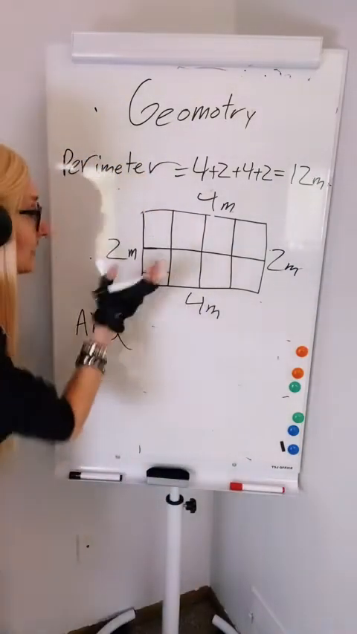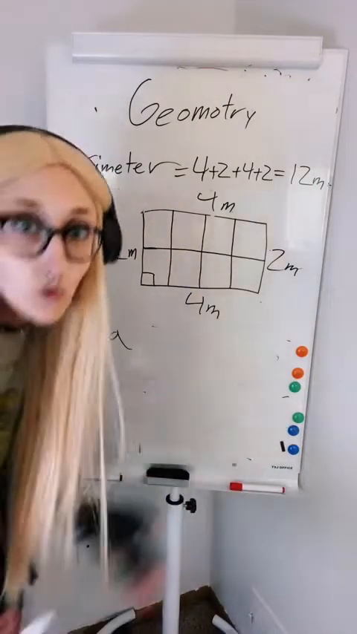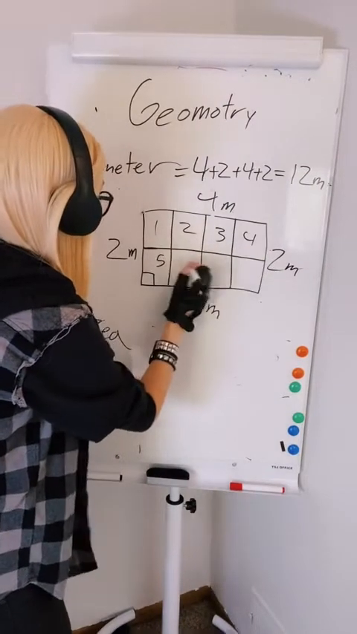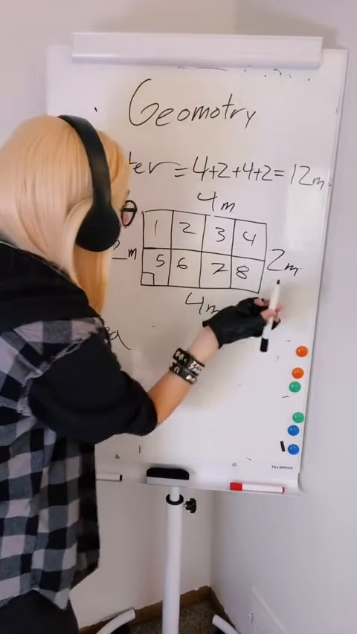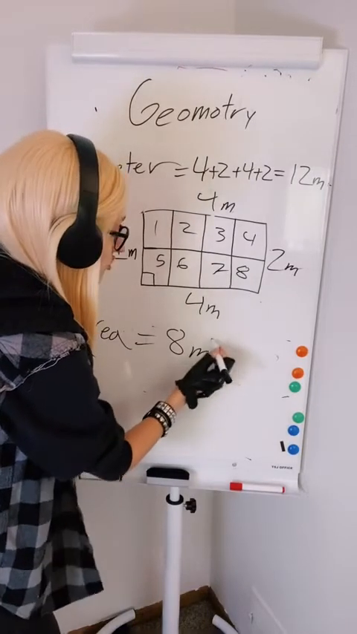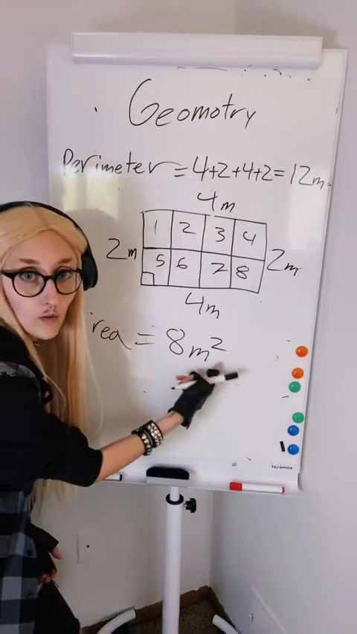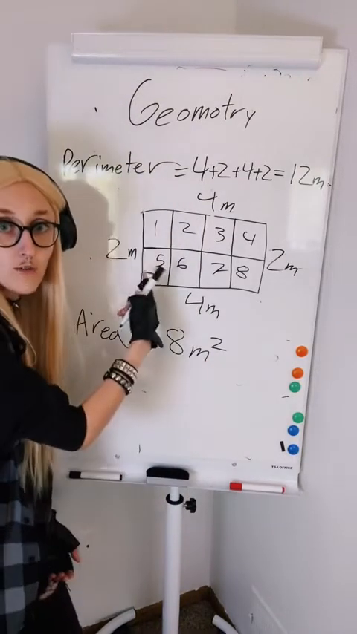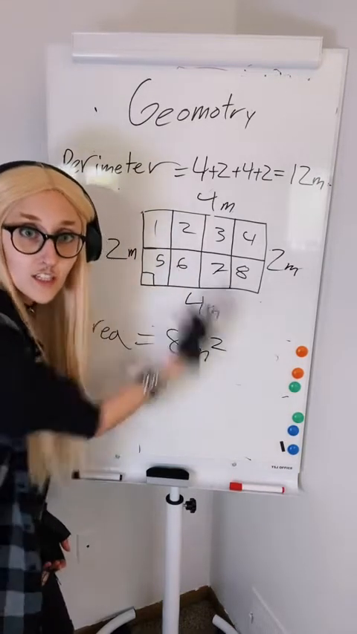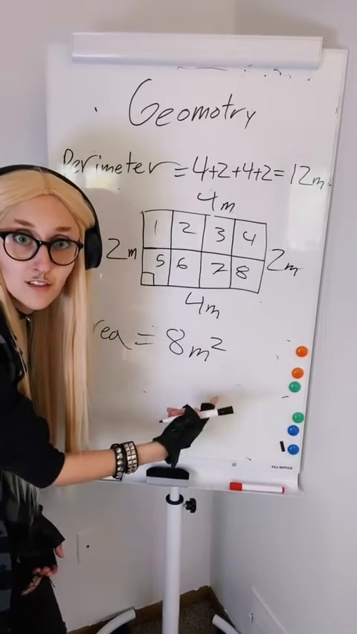Okay? So here, we could just straight up count them, right? There's enough to count. 1, 2, 3, 4, 5, 6, 7, 8. It's going to be 8 meters squared. That's the square sign. And that's why we do that, is it's literally 8 squares. It's literally 8 meters of squares.